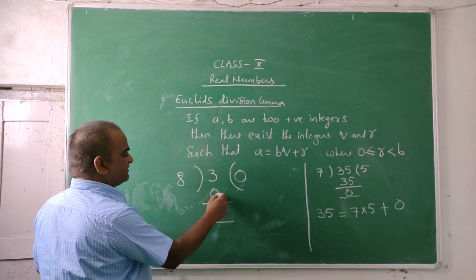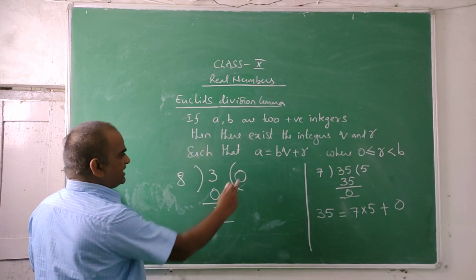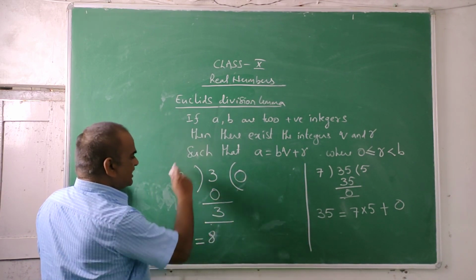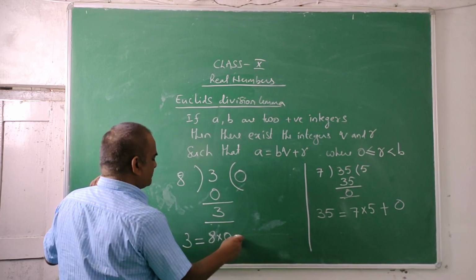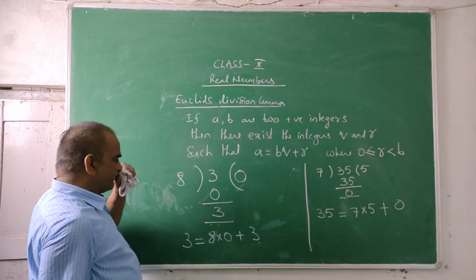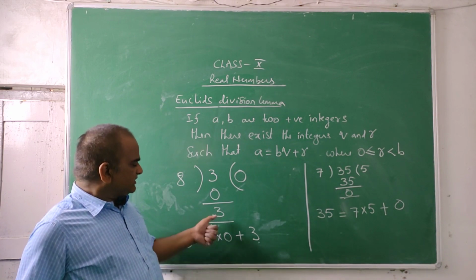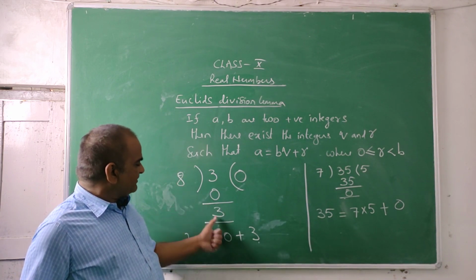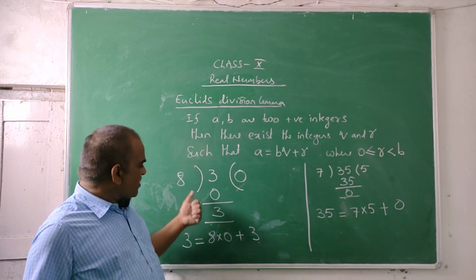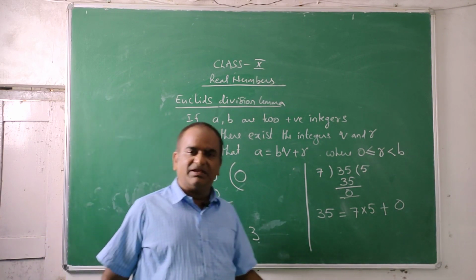Then 3 plus 0 is 3. So A is equal to B into Q plus R: 3 is equal to 8 into 0 plus 3. Understood? See, always this R is 0 or lesser than B. Please try to understand. Always this remainder is either 0 or lesser than the divisor. So please do understand, this is Euclid's division lemma.